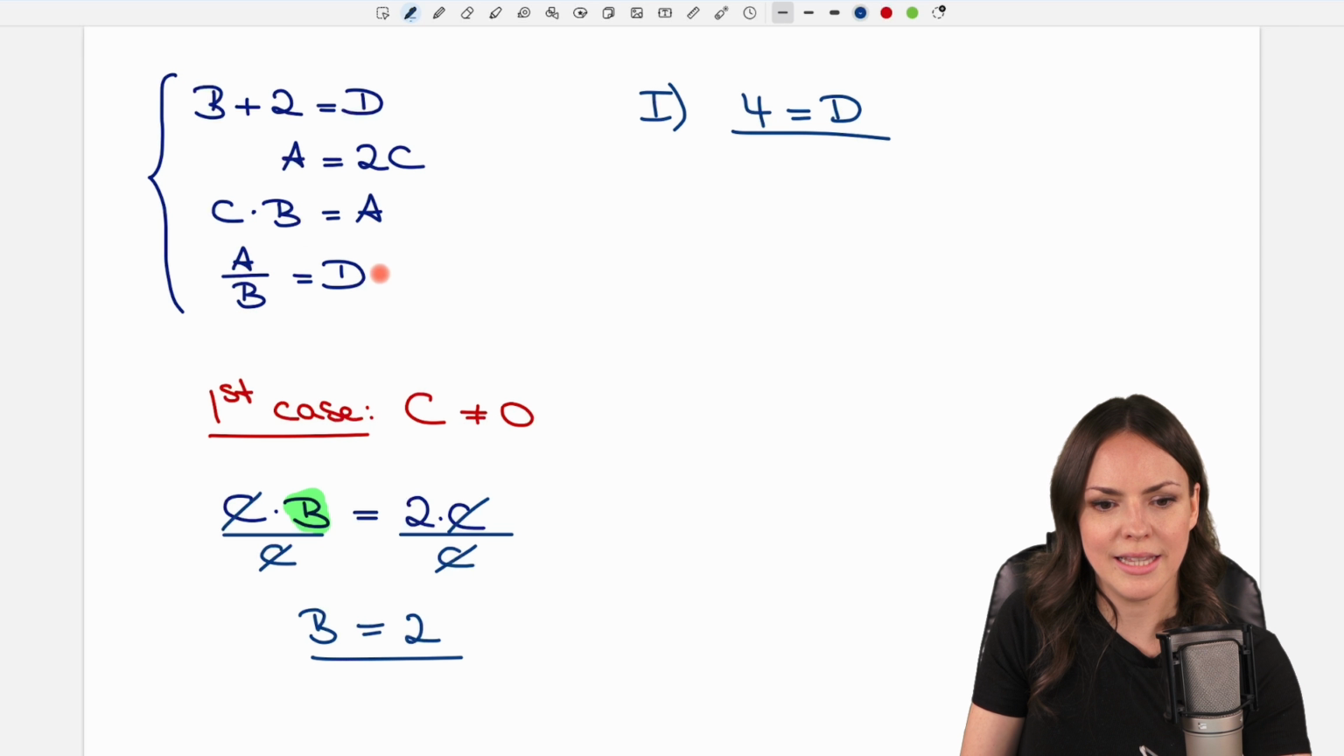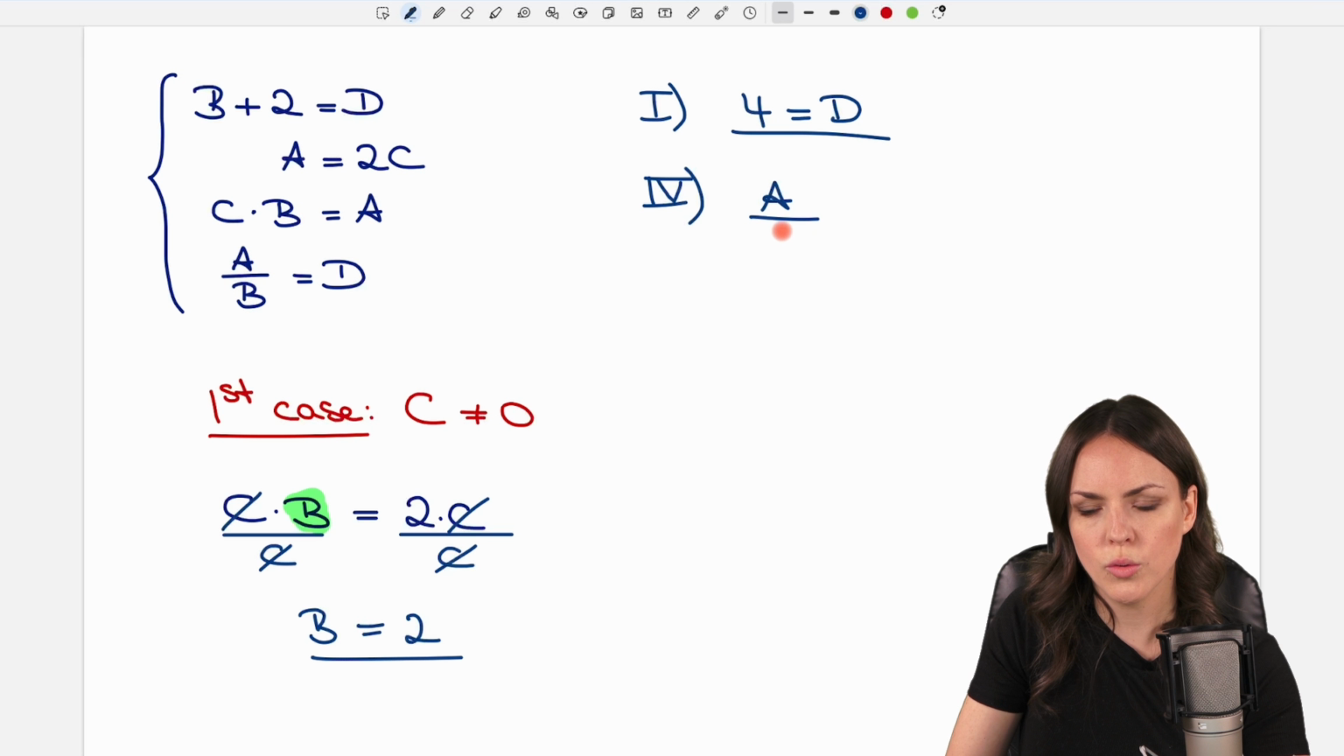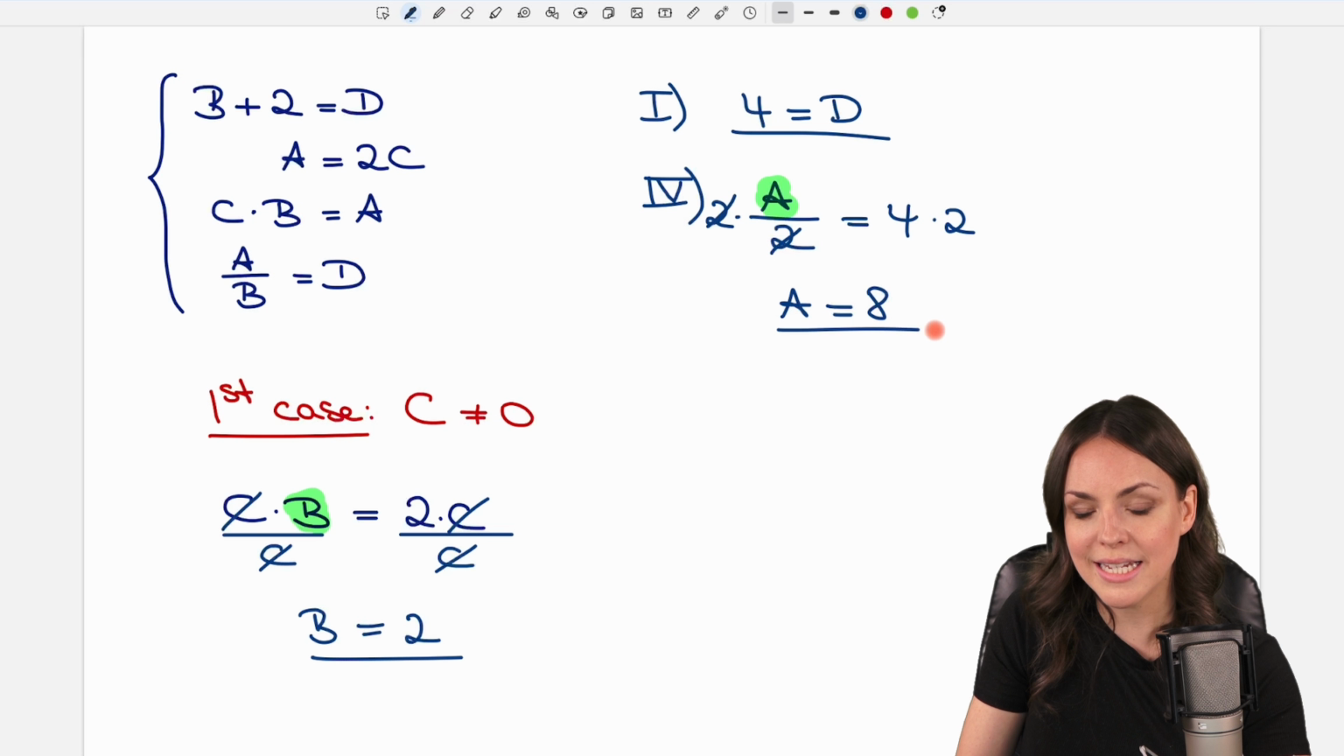Let's use the last equation, the fourth equation, to figure out A, because we know that A over B is 2 equals D, and D is 4. If I solve this for A, I just have to multiply both sides of the equation by 2, because then this cancels out and only A is left. And here I have 4 times 2, which equals 8.